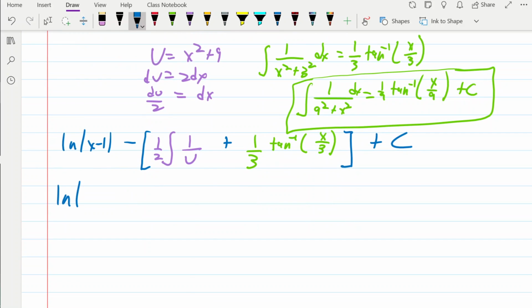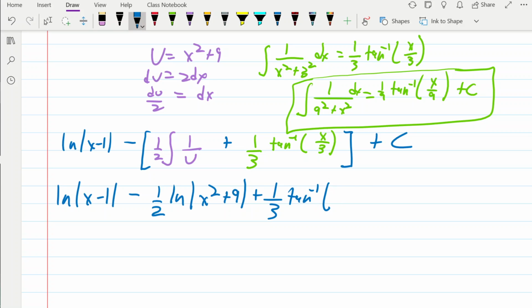So now we're going to get the ln of x minus 1 minus 1/2 of ln, and we'll just substitute back in for u. So we're going to get x squared plus 9 plus 1/3 tangent inverse of x over 3 plus c. And then we can check that answer real quick.